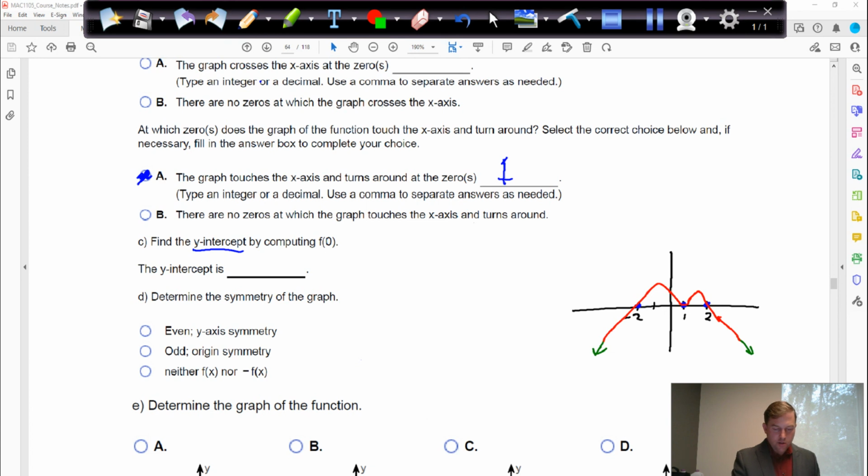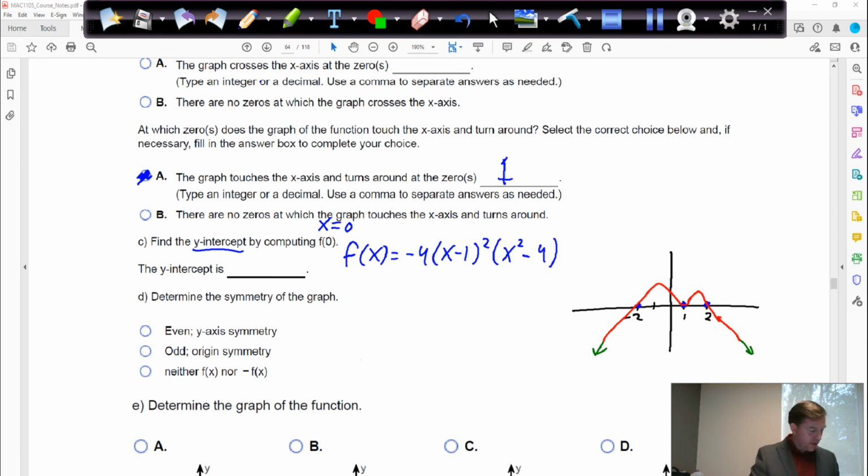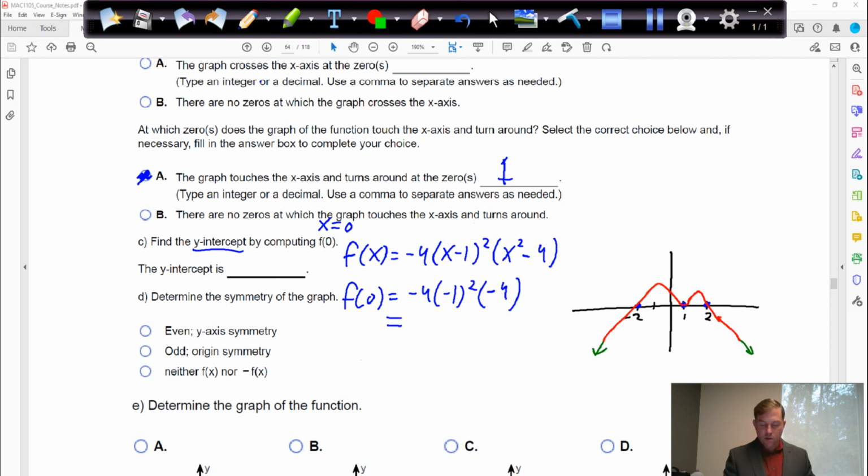The y-intercept occurs when x is 0. So our function was minus 4, x minus 1 squared, x squared minus 4. And if I plug in x is 0 for that, f of 0 will be minus 4 times minus 1 squared, so these x's just go away, times 0 squared, which just goes away, minus 4. And we're going to get minus 1 squared is positive 1, so it doesn't really change anything. So I just have minus 4 times minus 4, which is positive 16.